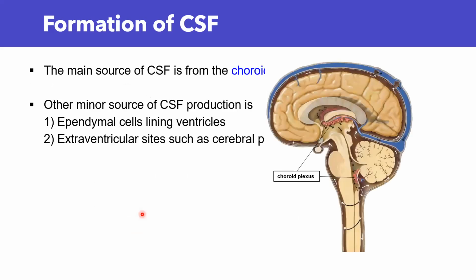The main source of CSF is the choroid plexus. Other minor sources of CSF production are the ependymal cells lining the ventricles, and also extraventricular cells in the cerebral peduncle.